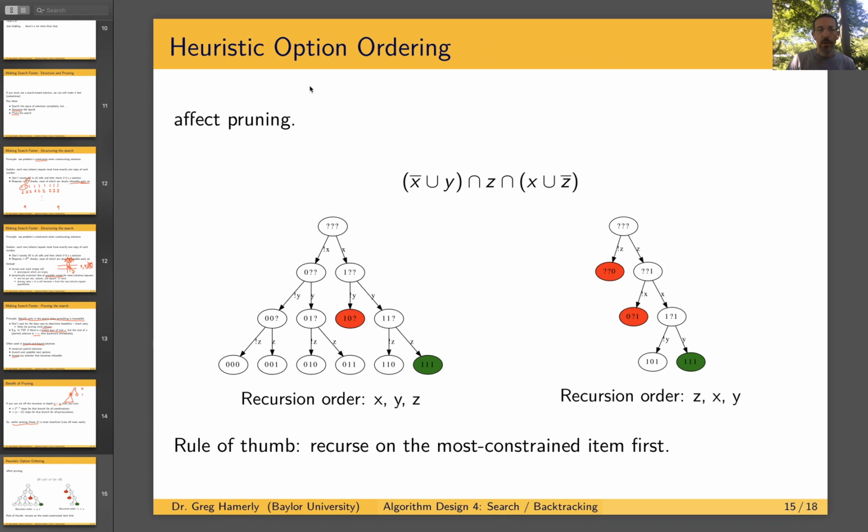The order that we pick to recurse in our search does affect not the correctness of our algorithm, but it does affect the speed.